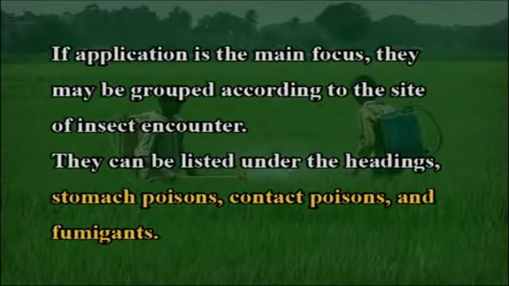Insecticides have been classified in several ways according to application or chemical composition. If application is the main focus, they may be grouped according to the site of insect encounter. They can be listed under the headings stomach poisons, contact poisons and fumigants.